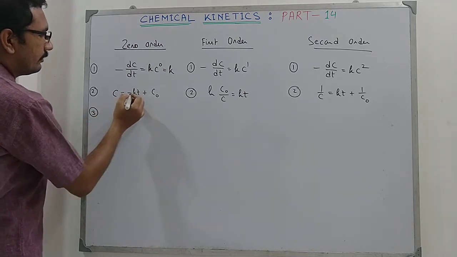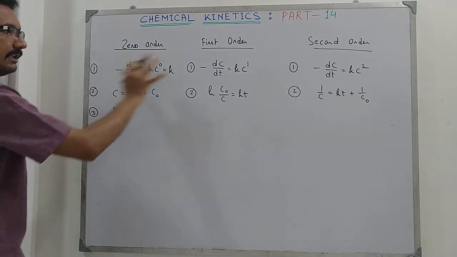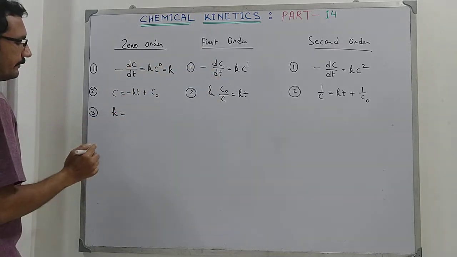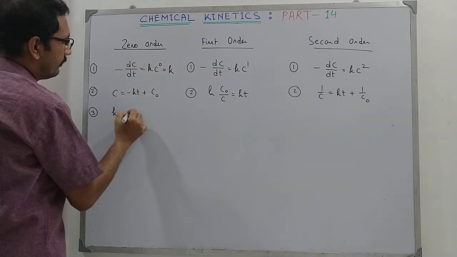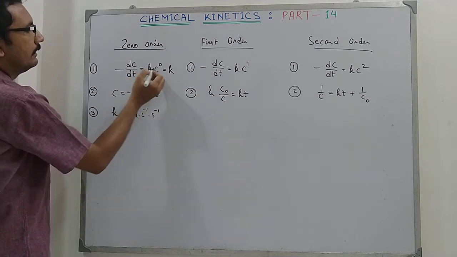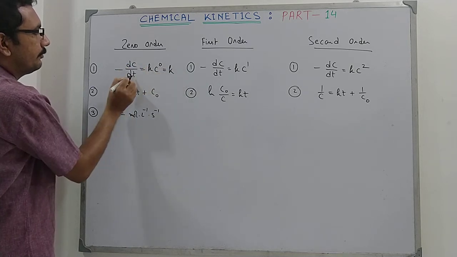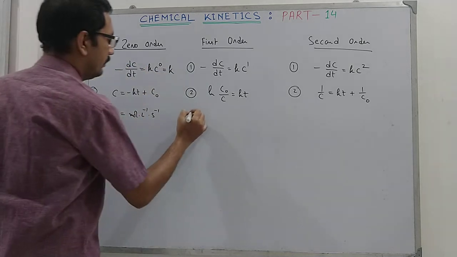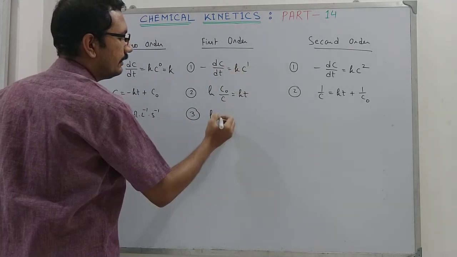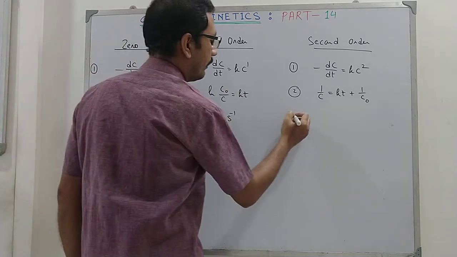Now what is the unit of the rate constant? This has been discussed earlier, just a summary of all the 3 at a glance. Now here the rate constant has the unit mole per liter per second. Why? This is K and here it is mole per liter for C and for time it is second inverse. Now here C will cancel out in unit and we have this time only, so it is second inverse.